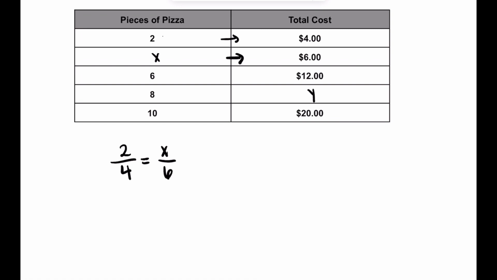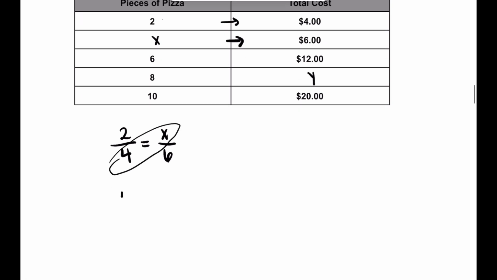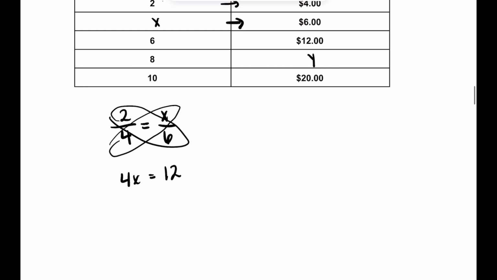From here, we just cross multiply, so I have 4 times X, which is 4X, equals 2 times 6, which is 12. 4X equals 12. I'm going to divide by 4 on both sides, and X is equal to 3. So I have a value of 3 for my X value that I had there.